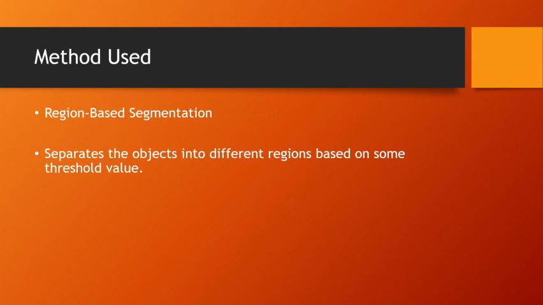The method I used was region-based segmentation, and it's a nice way to separate into different regions. You base it on some pixel threshold value, and then you go through each pixel of the image, and if it's greater than that threshold, then you choose a segmentation, or if it's less, then you choose a different pixel value. What it does is it creates different large segments based on how many segments you chose and how many threshold values you chose.